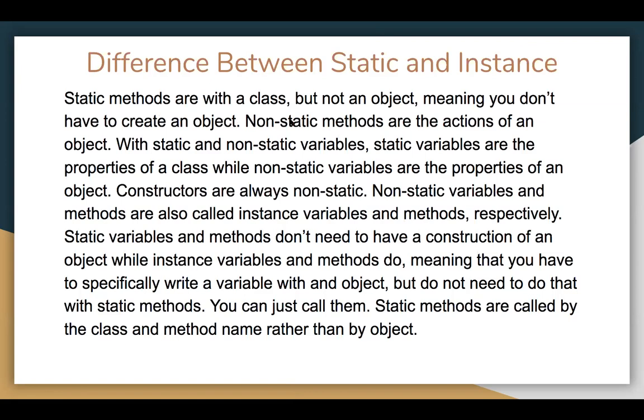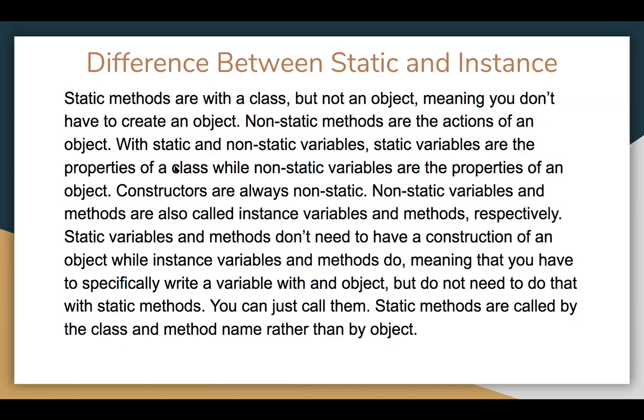Non-static methods are the actions of an object. If you view the class as a person, then the methods are like the actions of a person. You can have a method named walk, and that would be an action. That's what it means by an object, because you have to create an object to use it. With static and non-static variables, static variables are the properties of a class, while non-static variables are the properties of an object. Same thing with this one.